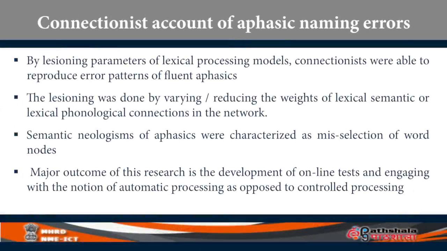So if your lexical semantic connections are weakened, do you get semantic paraphasias or neologisms, which are associated with anomia? They will go back and see with anomic patients whether, when the connections to the lexical semantic network are weakened, you get neologisms. When phonological connections are weakened, you don't get neologisms. That's how they try to correlate it.